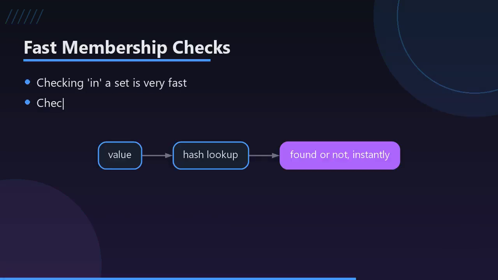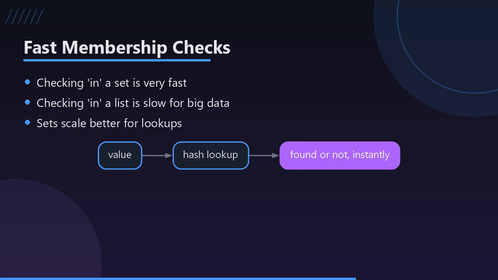Here is the trick with sets that makes them so useful. Checking whether something is inside a set does not walk through every item one by one. It jumps almost straight to the answer using something called hashing. In short, if you are checking membership over and over, a set will beat a list every time as your data grows.